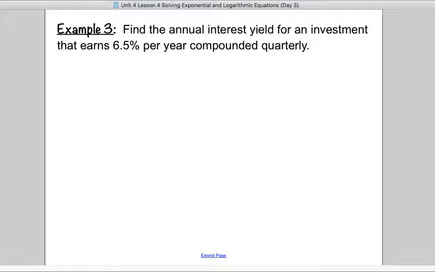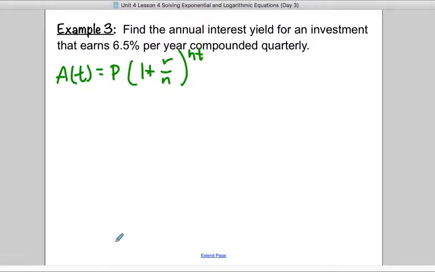Example 3. Find the annual interest yield for an investment if it earns 6.5% compounded quarterly, okay, per year compounded quarterly. So what I have is, I have my A equals my principal, then I have 1 plus my rate, I'm going to write it out, R over N to the NT, okay?